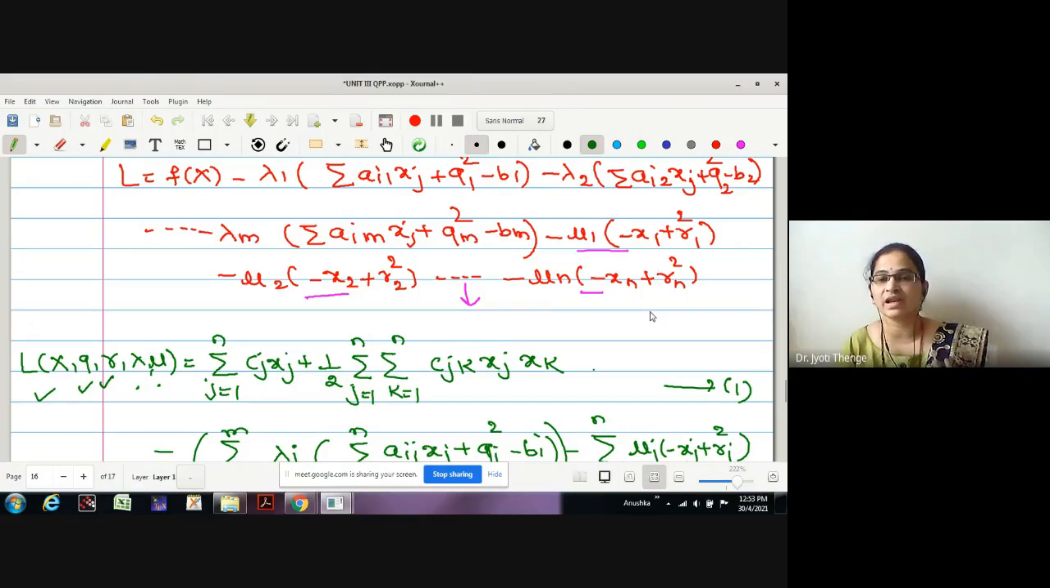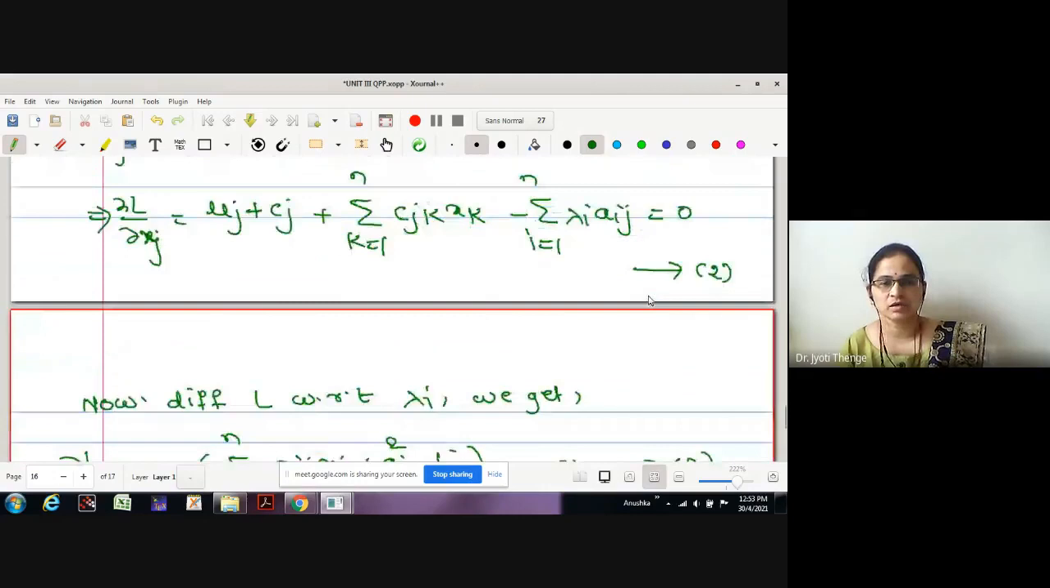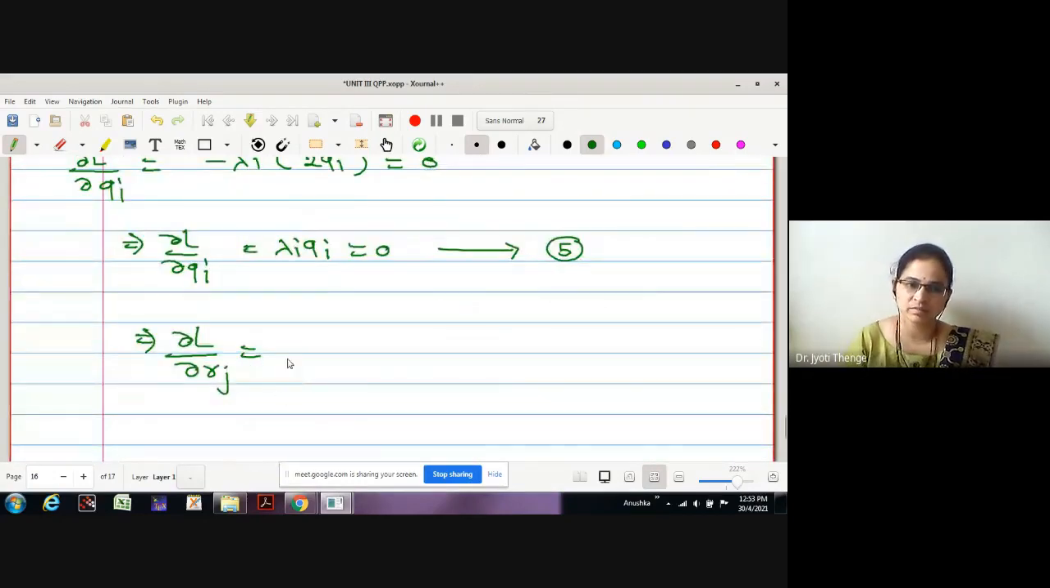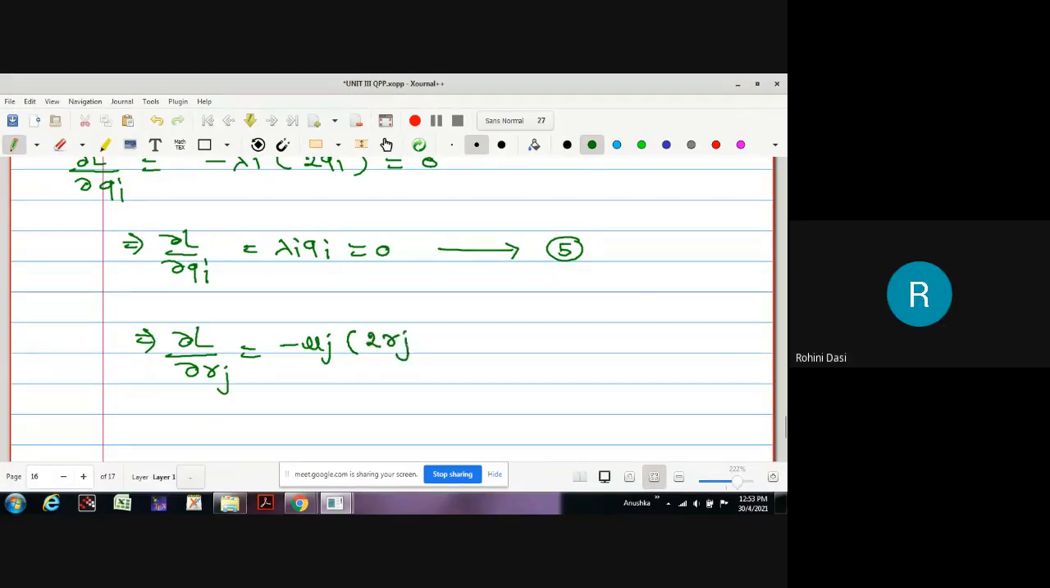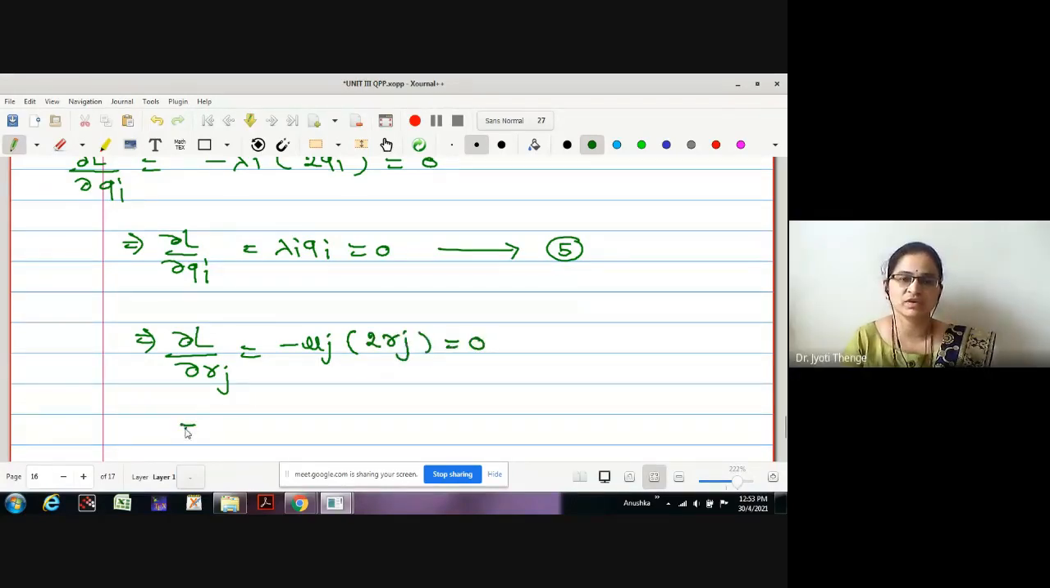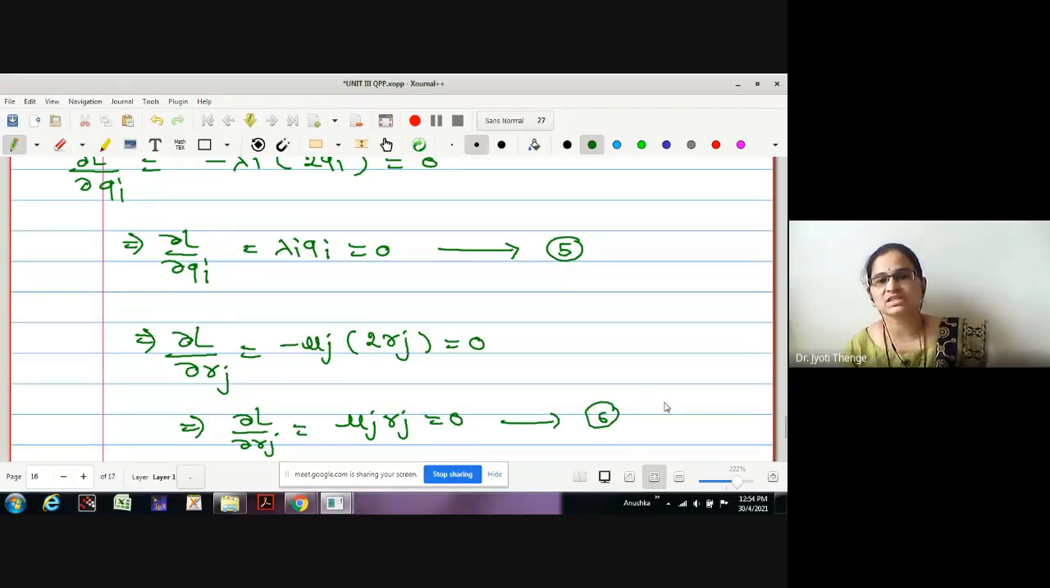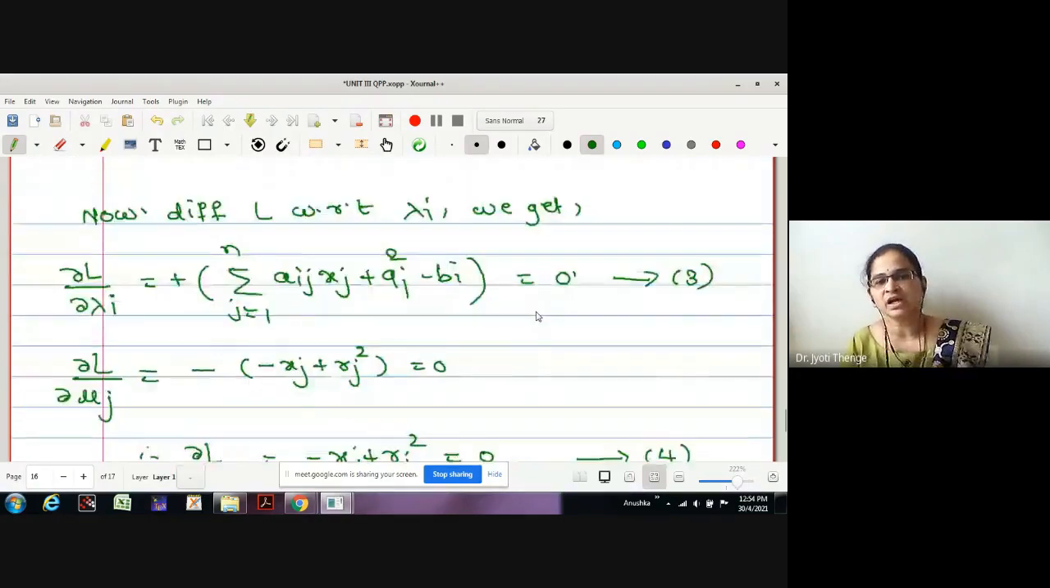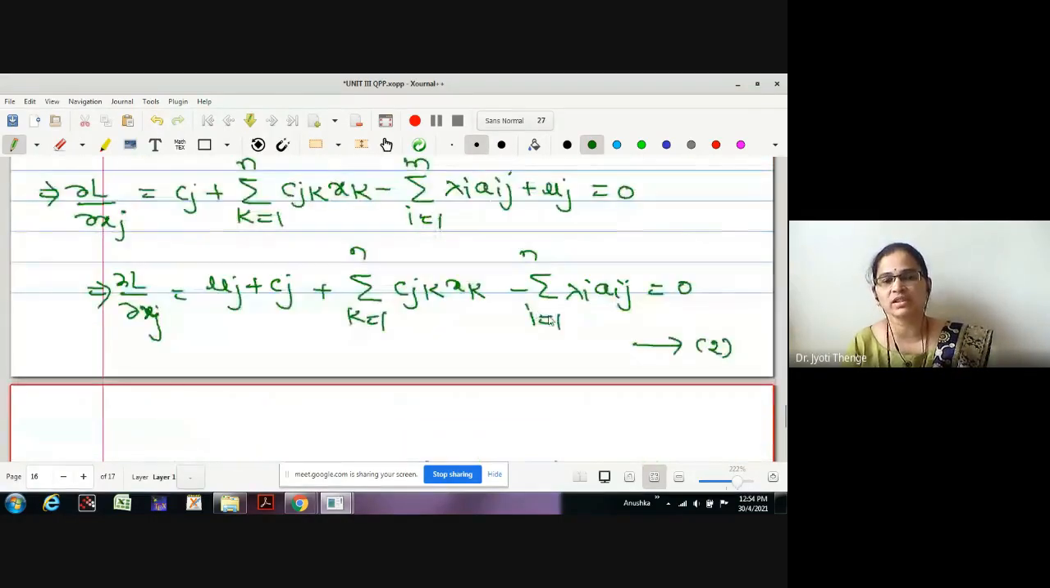So what will be the value if I differentiate in general with respect to rj? Is it mu j into, right, minus mu j into 2 rj equal to 0. Let us just absorb the negative and 2, this gives us mu j rj is equals to 0. Let me write it as equation number 6. So these are the 6 equations we have obtained differentiating L with respect to all the variables partially. Right now?